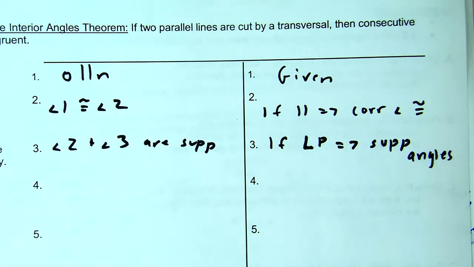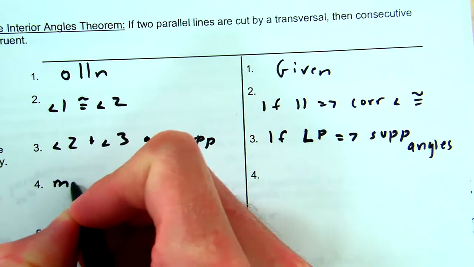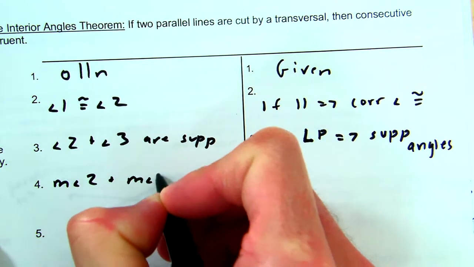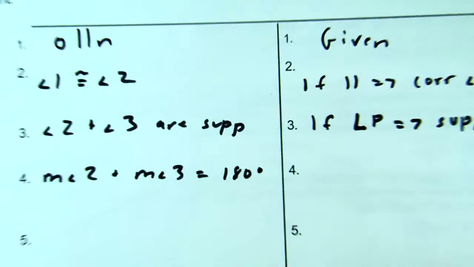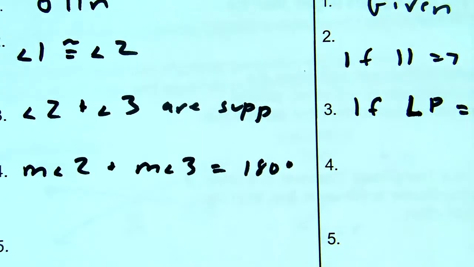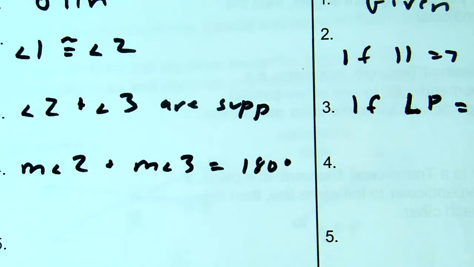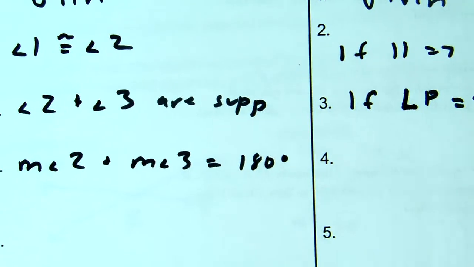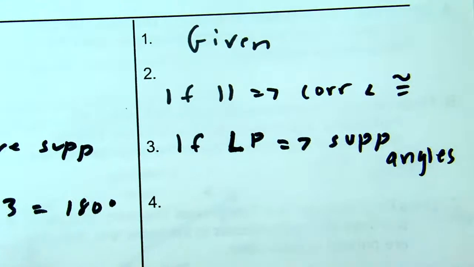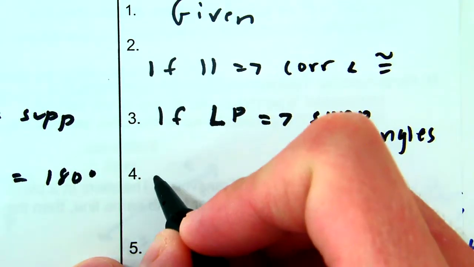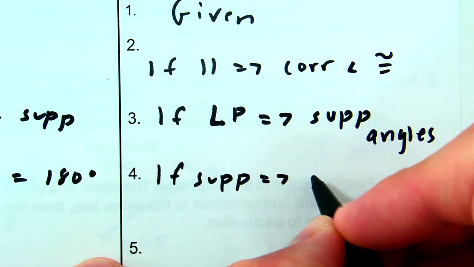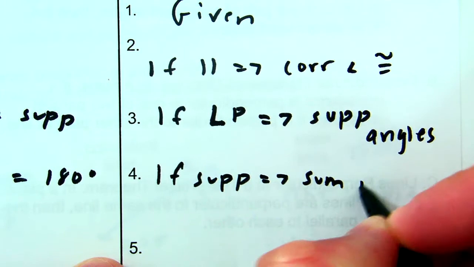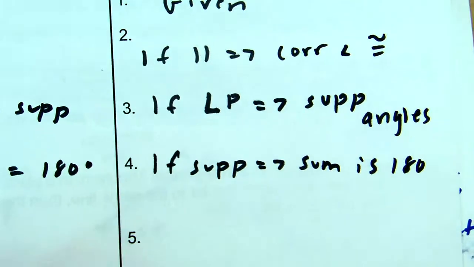And now because you have supplementary angles, what's the only thing we know about supplementary angles? Well, the only thing that we know about supplementary angles is that their measures, when you add them, have to equal 180 degrees. So yeah, angle 2 and 3 are supplementary. What does that mean? Well, what that means is that when you take those two angles and add them together, you're going to get 180. Okay? So then how we give reasoning for that is if we have supplementary angles, then the angle sum is 180.